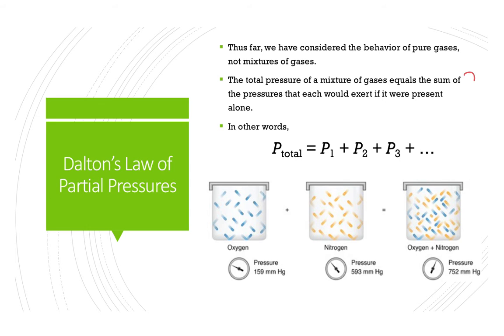Basically it says the total pressure of a mixture of gases equals the sum of the pressures that they would exert if they were present alone. So the total pressure is the pressure of each of the species of gas in a particular situation.